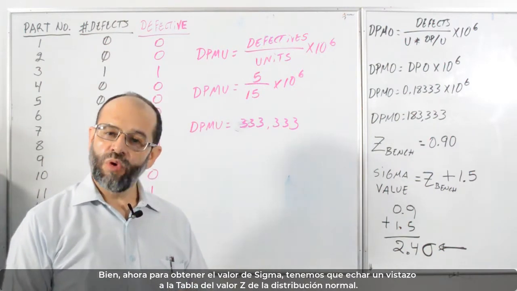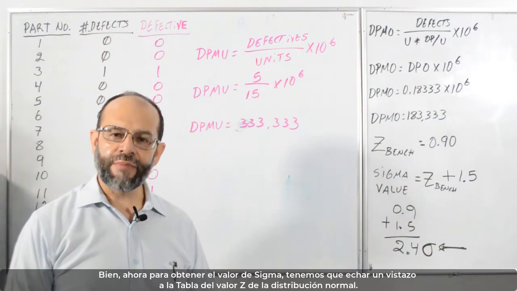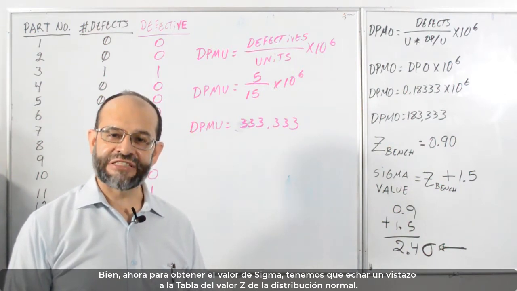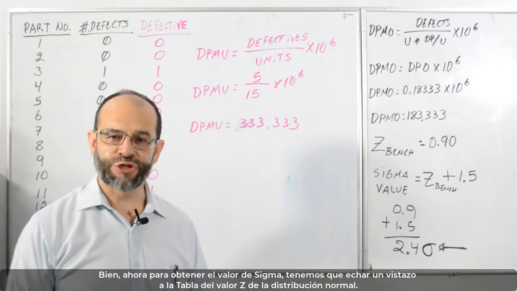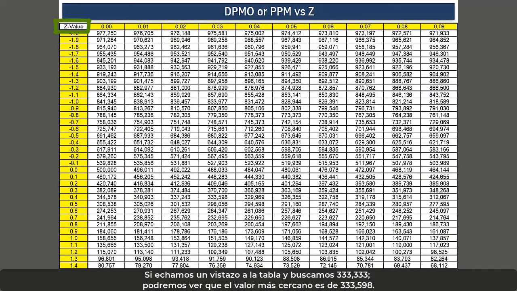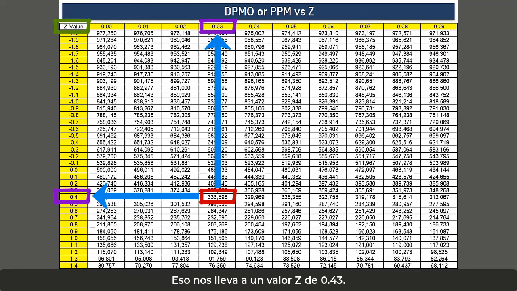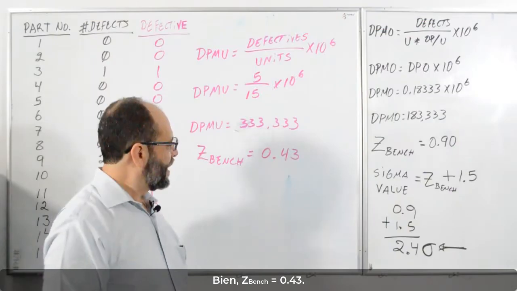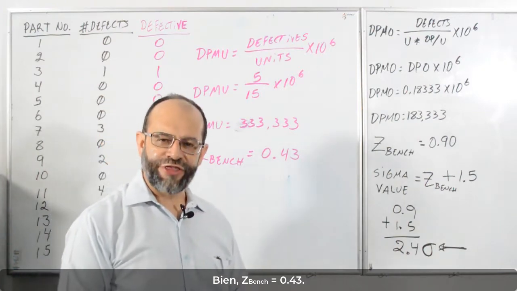Okay, now let's get the sigma value. Same thing, we have to take a look at the table, at the Z value for the normal distribution. Okay, if we take a look at the table and we are looking for 333,333, we can see that the closest value is 333,598. That leads to a Z value of 0.43. Okay, Z bench 0.43.